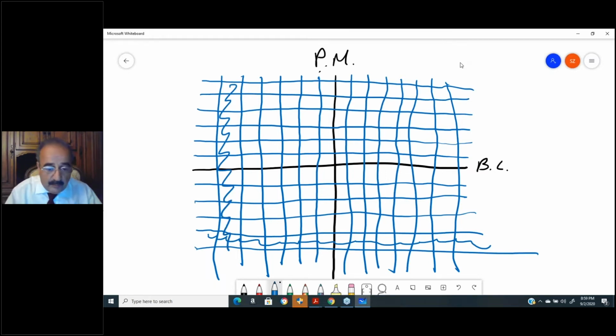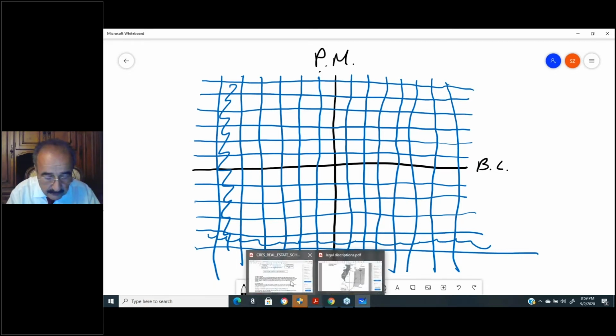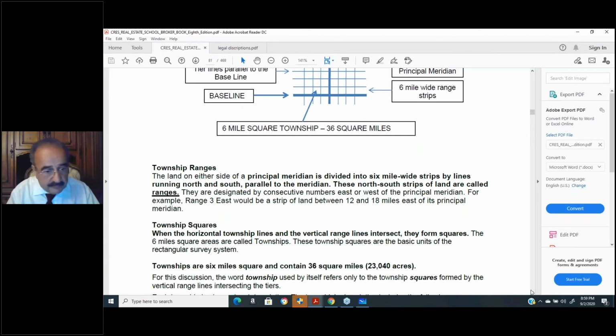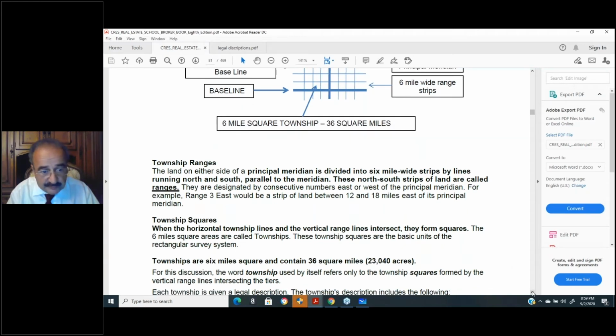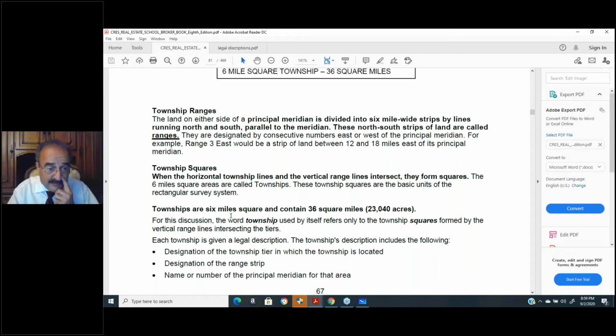So this strip of land going north and south is called a range. Okay, now back to the textbook. I want to talk about a township. Now, let me scroll down where it says a township square. Highlight, put an X by that one.